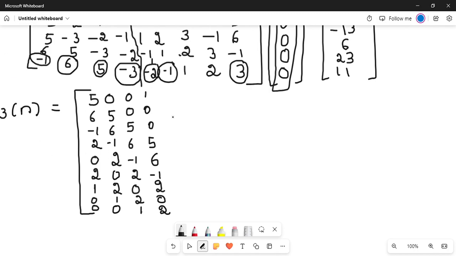Okay, so once again I'll shift 2 to the upward side. This process we've already done in the last two, so I'm going to do it so fast.